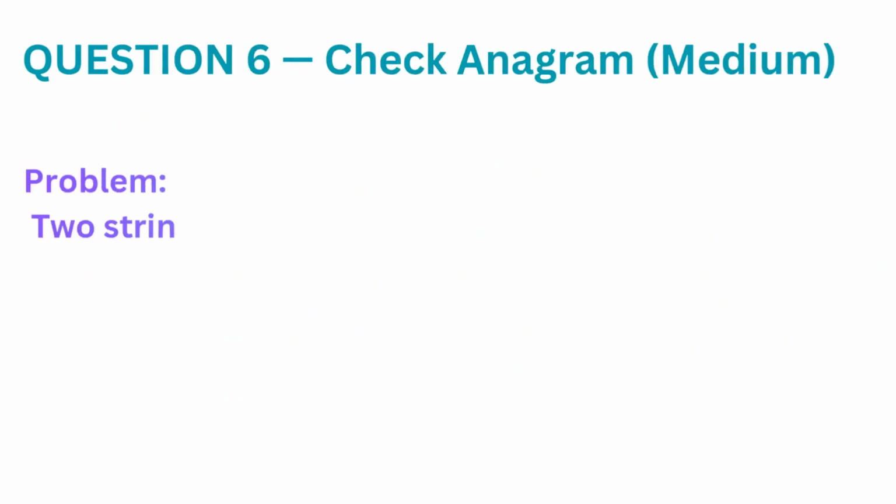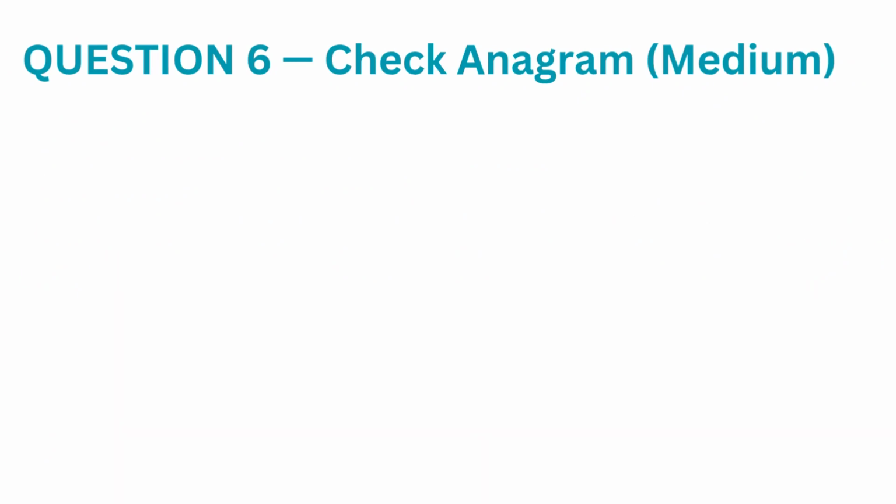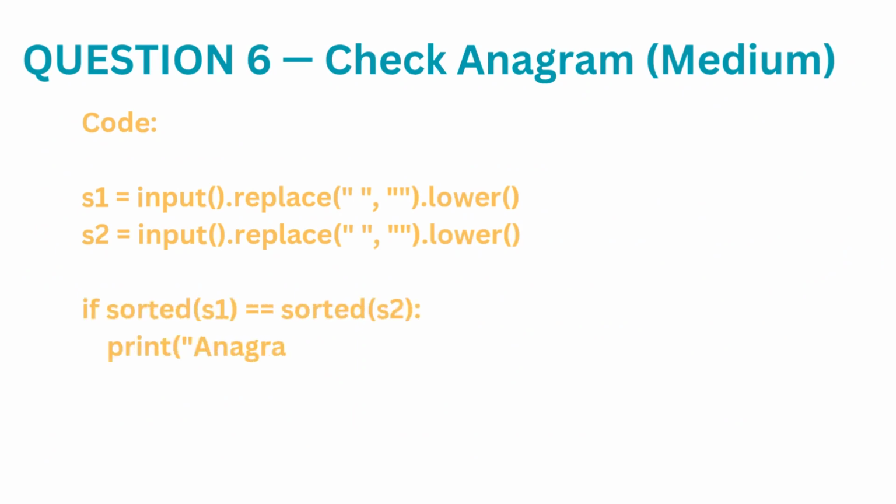And the next question is check anagram. Two strings are anagrams if they have the same letters in a different order. For solving this, we first remove spaces and lowercase the letters, then sort and compare. So the code will be s1 and s2, these two strings input, replace, lower, and if sorted s1 is equal to sorted s2, that means it is an anagram, or else it is not. Sorting ensures letters are in the same order.